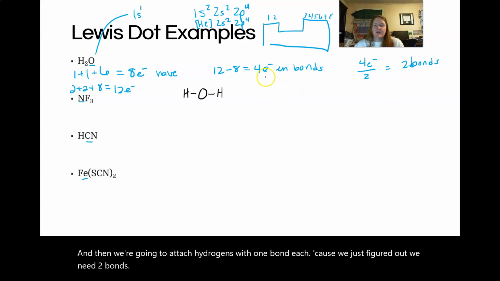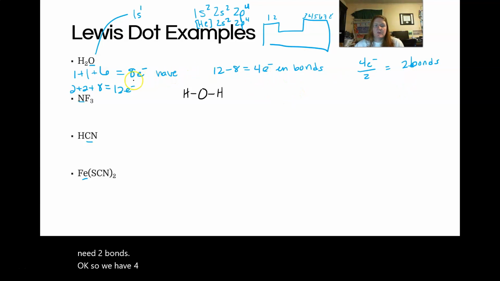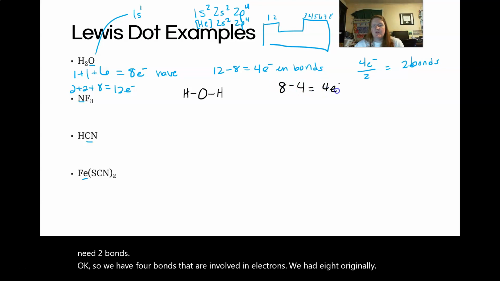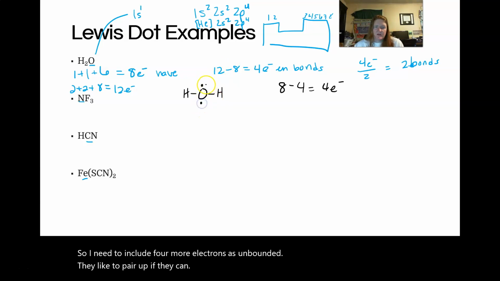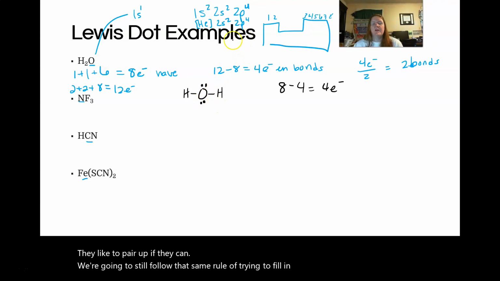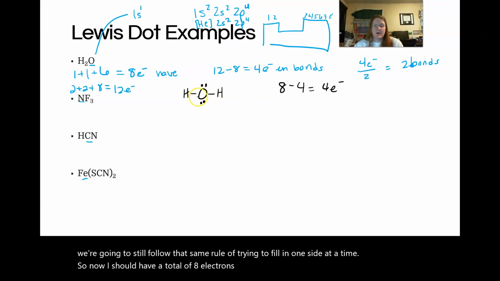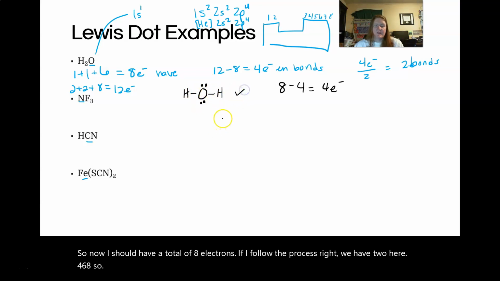Okay, so we have 4 electrons that are involved in bonds. We had 8 originally. So I need to include 4 more electrons as unbonded. They like to pair up if they can, but we're going to still follow that same rule of trying to fill in one side at a time. So now I should have a total of 8 electrons if I followed the process right. We have 2 here, 4, 6, 8. So this has 8 electrons.